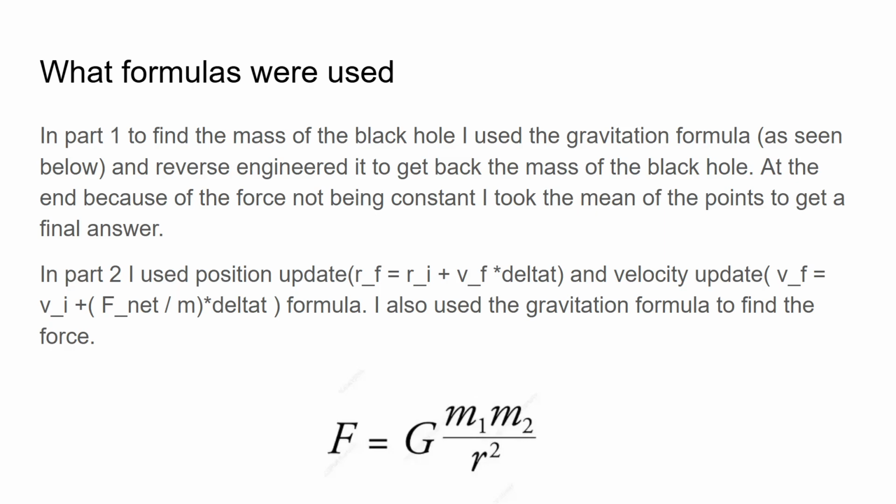What formulas will we use? In part 1, we need to find the mass of the black hole, so I use the gravitation formula, as seen at the bottom of the screen, and reverse engineer it to get the mass of the black hole. At the end, because the force is not constant, I took the mean of the points to get a final answer. In part 2, I used the position update formula and the velocity update formula. I also used the gravitation formula to find the force.